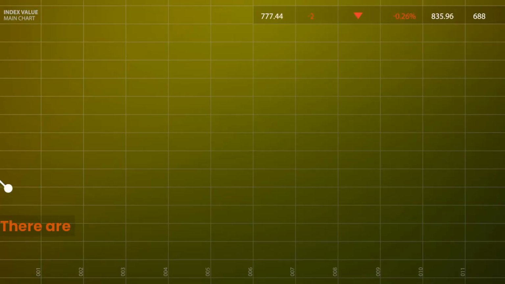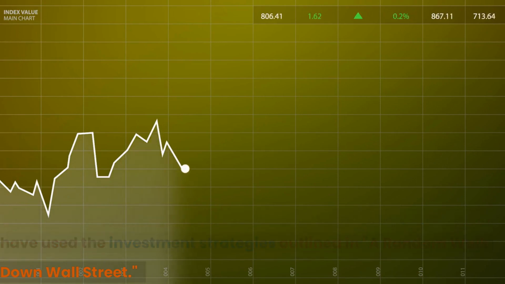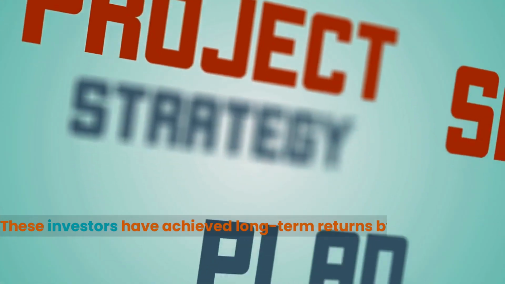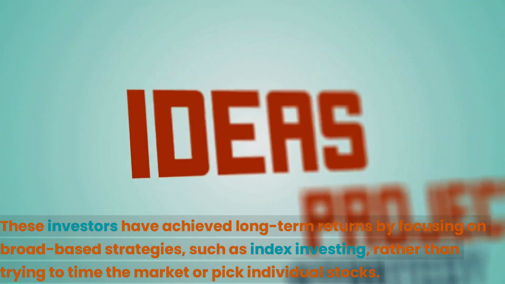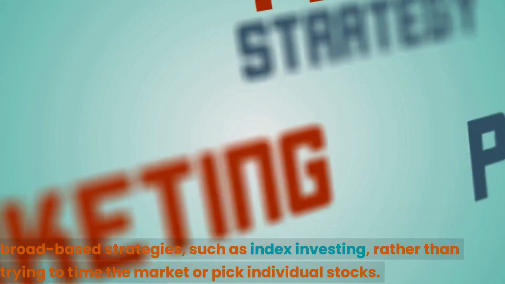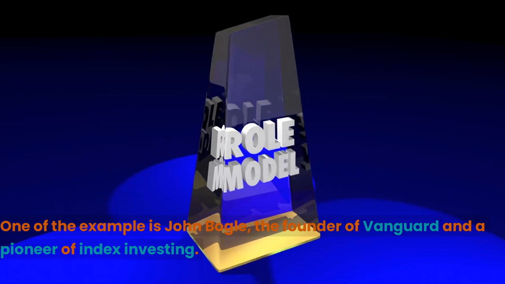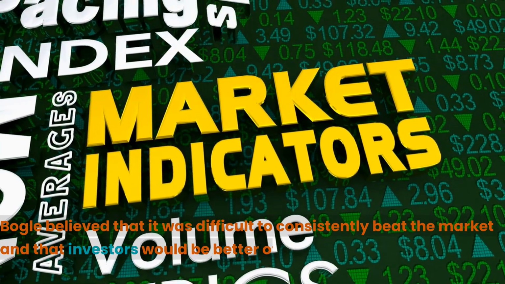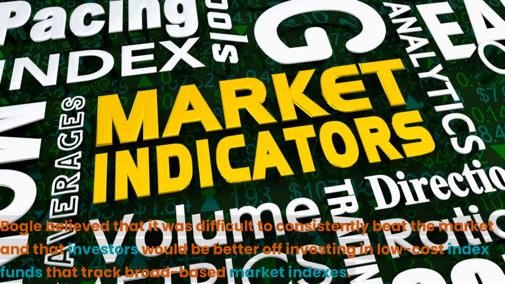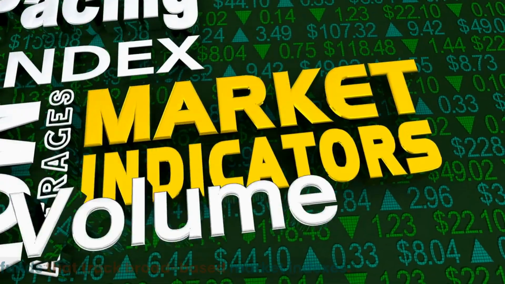There are many real-world examples of successful investors who have used the investment strategies outlined in A Random Walk Down Wall Street. These investors have achieved long-term returns by focusing on broad-based strategies, such as index investing, rather than trying to time the market or pick individual stocks. One of the examples is John Bogle, the founder of Vanguard and a pioneer of index investing. Bogle believed that it was difficult to consistently beat the market and that investors would be better off investing in low-cost index funds that track broad-based market indexes.